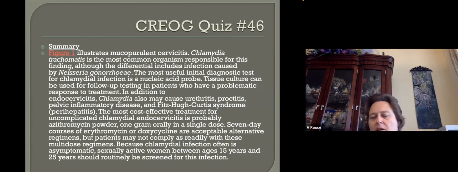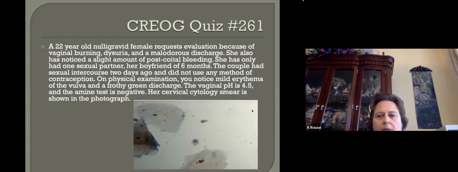If it's an uncomplicated chlamydial infection, you can do the azithromycin. They say powder, but tablets or capsules is what we use. And then you've got alternatives listed, but because they're multi-dose, they may not be as compliant. And then remember, the CDC recommends if you identify one, you treat for both chlamydia and gonorrhea.